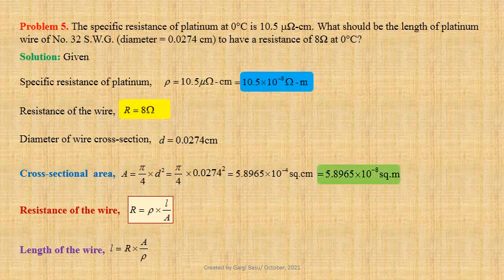Using values we get 8 into 5.8965 into 10 to the power minus 8 divided by 10.5 into 10 to the power minus 8. That gives us 4.4926 meter.